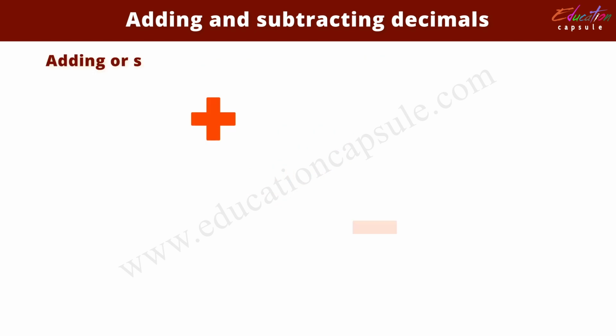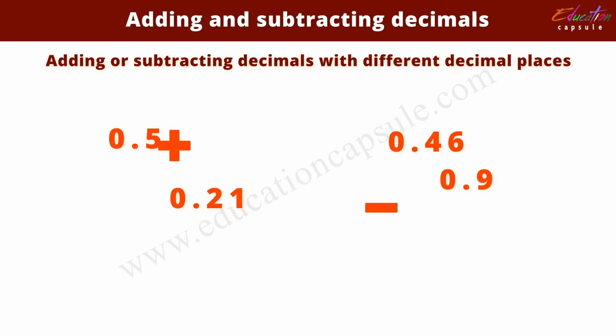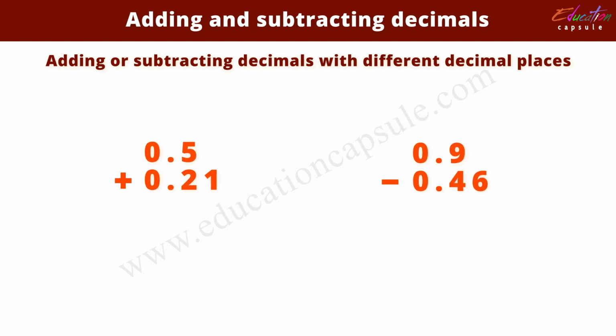Now adding or subtracting decimals with different decimal places. To add and subtract decimals with different decimal places, we can use 0 as a placeholder to make the decimal places the same.